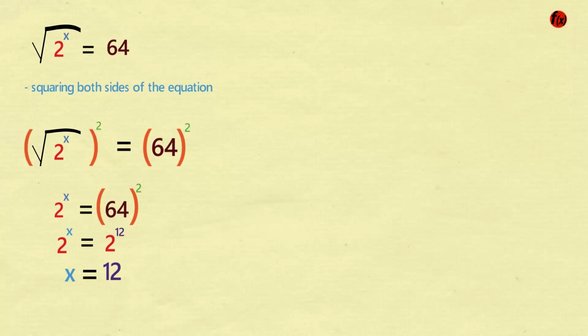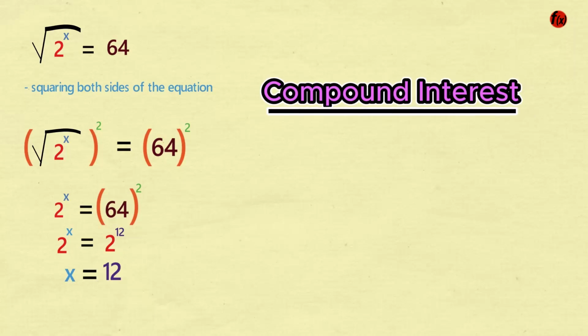The concept of exponential growth in solving equations like square root of 2 raised to power x equals 64 has several real-world applications. Here are a few examples. 1. Compound interest in finance. In finance, compound interest is a classic example of exponential growth.